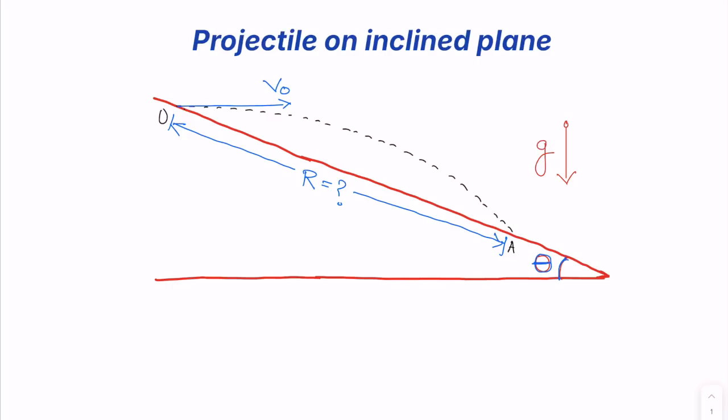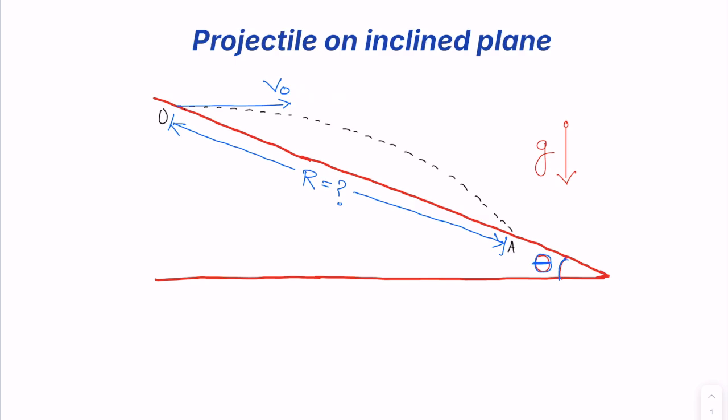Hello friends, in this video let's solve another interesting problem which involves projectile motion and an inclined plane. So what is given to us is that there is an inclined plane whose angle of inclination is theta. Then a projectile is thrown from point O at speed v0. It is thrown horizontally, so v0 is horizontal, and the projectile lands at point A.